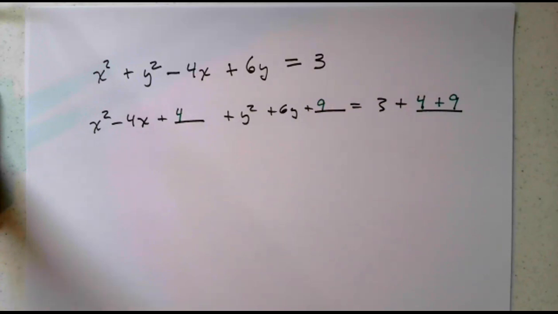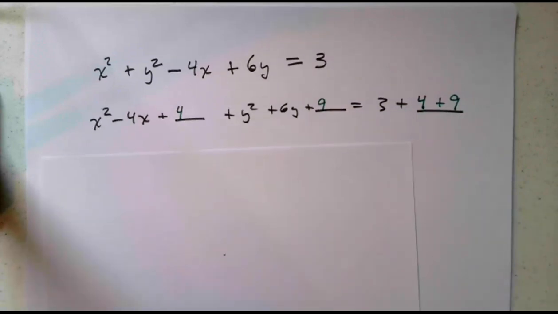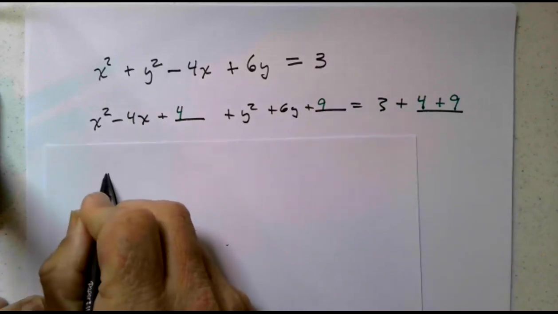So what do I need to do? I need to factor and see what these things are. So I'm going to pull out my factor box here. x squared minus 4x plus 4. I've completed the square, so it should be a perfect square.